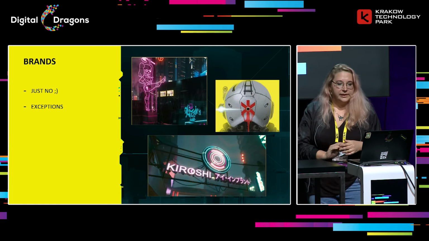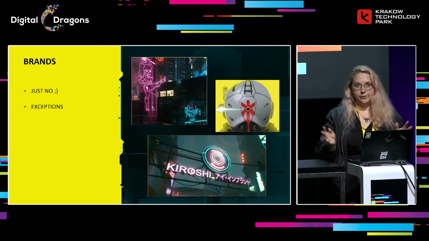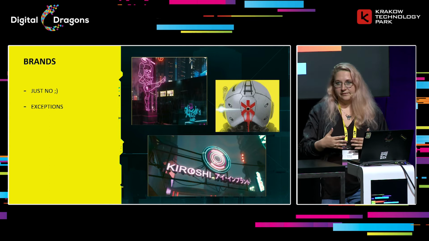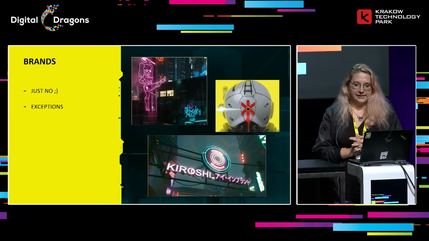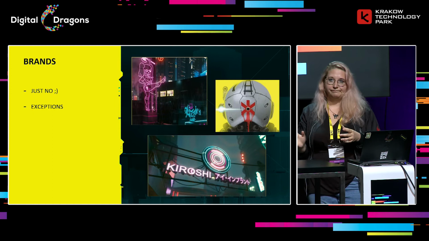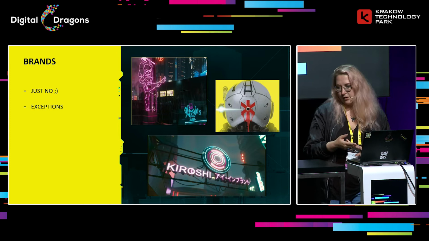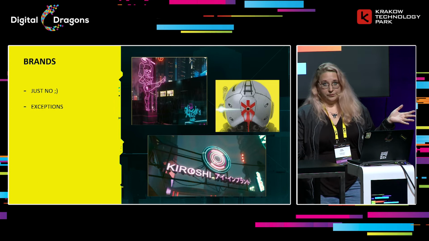Okay, so let's move further. If we are creating a game set in a city in quasi-modern times, there is no better way to make it alive than by introducing various brands, ads, posters, moving stuff. And unfortunately, in most cases, if you would like to recreate the real-life brands and put them in your game, so you would like to have McDonald's, Coca-Cola, Pizza Hut, etc., unless you cooperate with the owners of those brands, you would be committing an infringement.